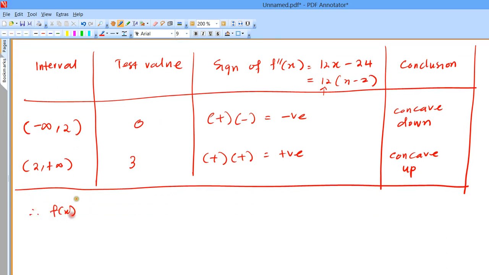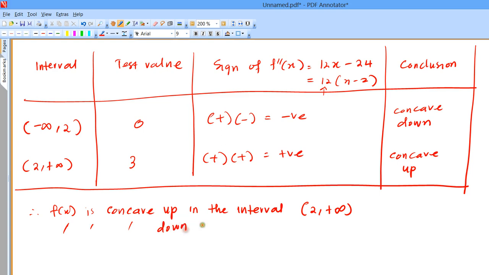f x is concave up in the interval 2 to positive infinity, and f x is concave down in the interval negative infinity to 2.